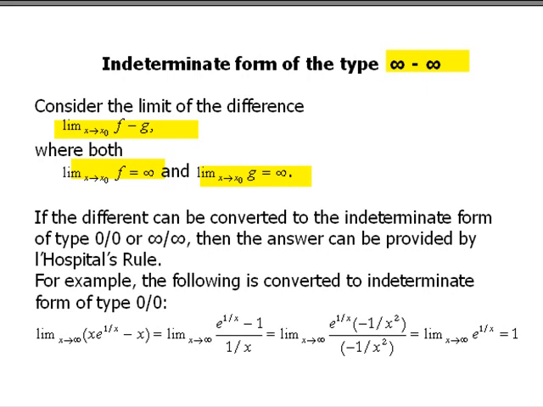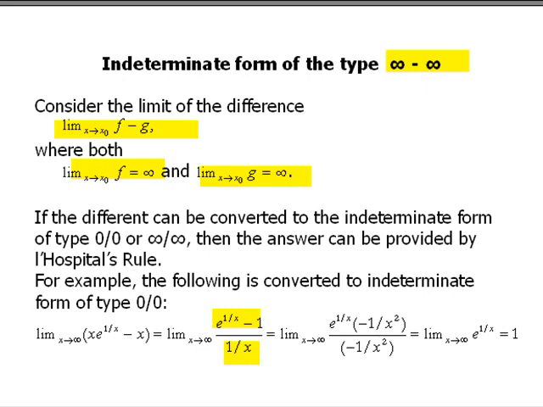This can't always be done, but here is a case where it can be done. So I want to take the limit as x goes to infinity of x times e raised to the 1 over x, minus x. Both limits would be infinite. So I write them as some kind of fraction. This works, right? I factored out the x, and then I wrote it as e raised to the 1 over x minus 1, over 1 over x.